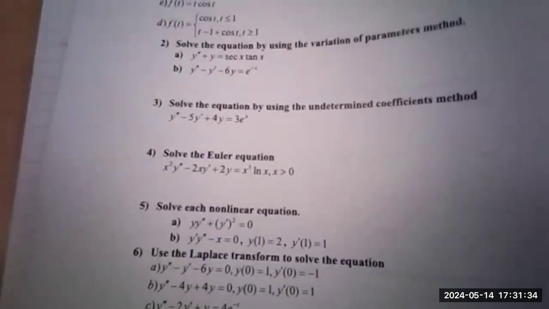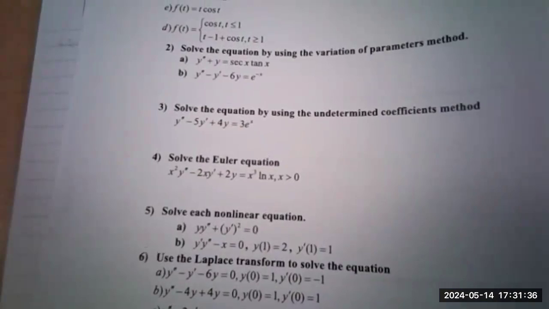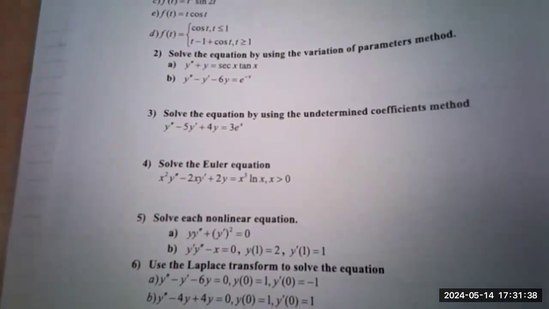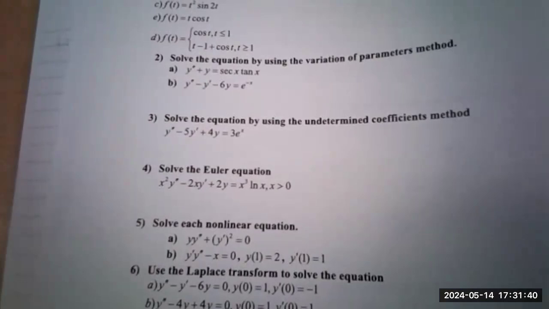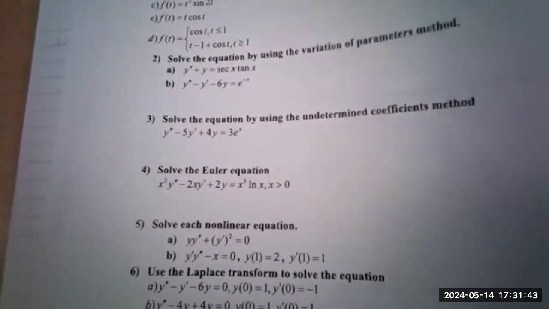Okay, so let's do one more. Okay, that's it. The last one is, or the one before last, the Euler equation. It's the one that you should remember. Okay, number 4. So that gives you 30 points so far.